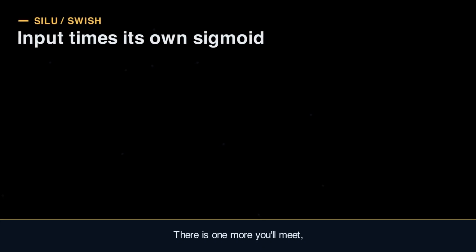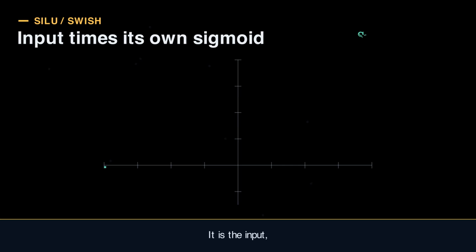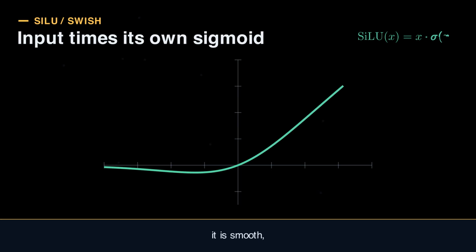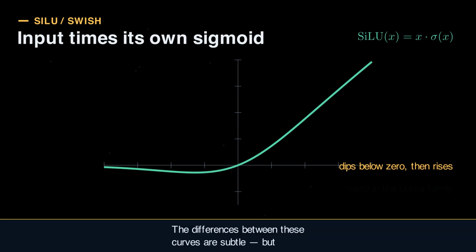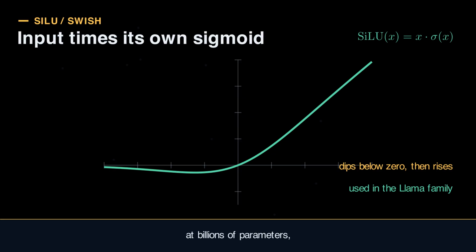There is one more you'll meet, called SiLU or Swish. It is the input multiplied by its own sigmoid. Like GELU, it is smooth, and it dips slightly below 0 before rising. Many recent open models, such as the Llama family, use it. The differences between these curves are subtle, but at billions of parameters, subtle details matter.